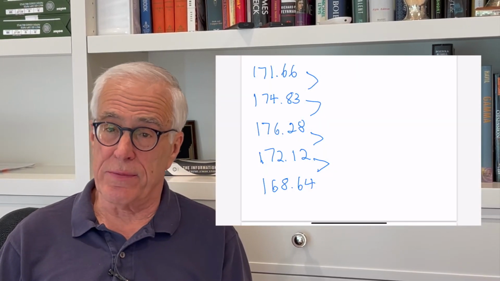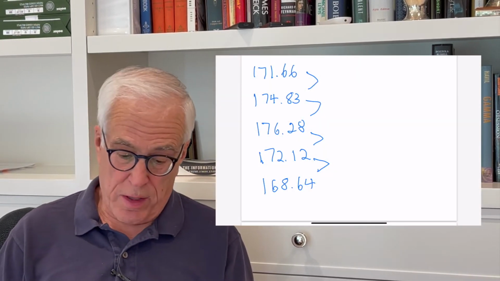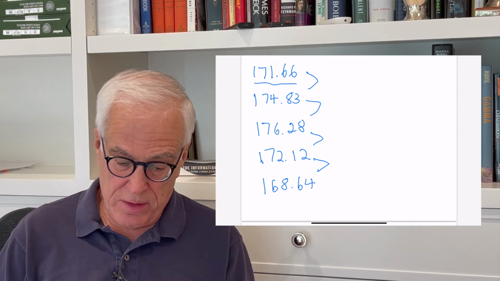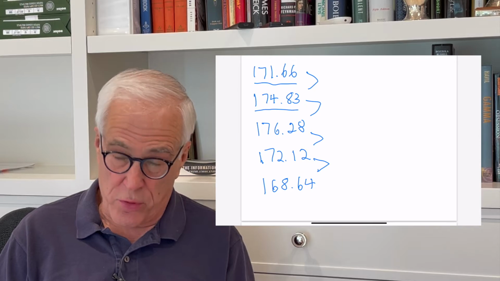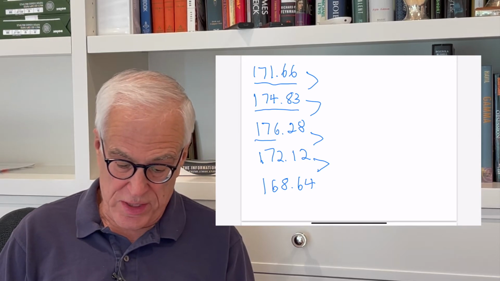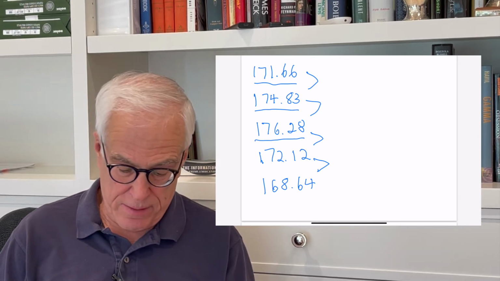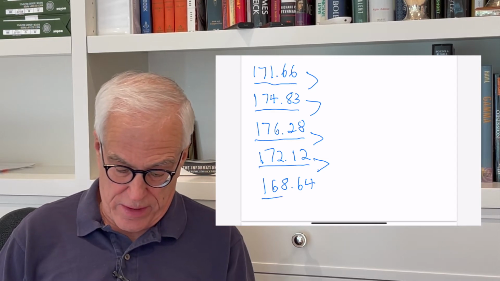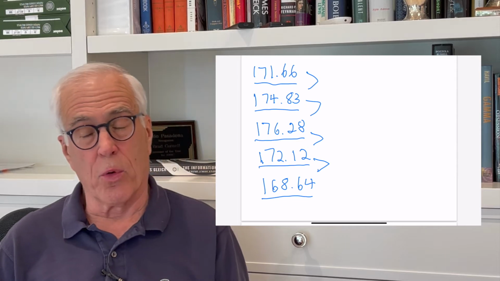And what I've done here, if we go to the iPad, is I've written down the stock price of Apple for the last 5 days. That's this week. On Monday, Apple closed at 171.66. On Tuesday at 174.83. On Wednesday at 176.28. On Thursday at 172.12. And on Friday at 168.64.